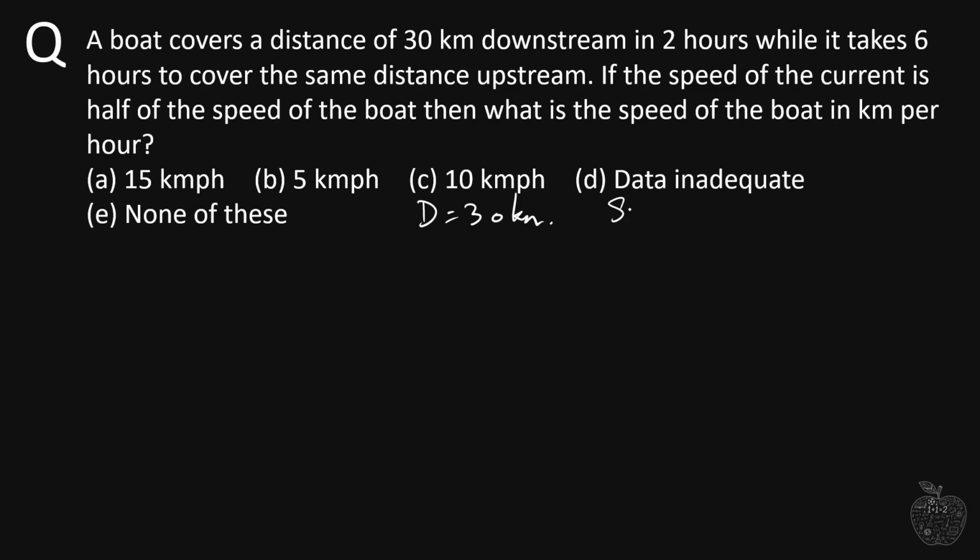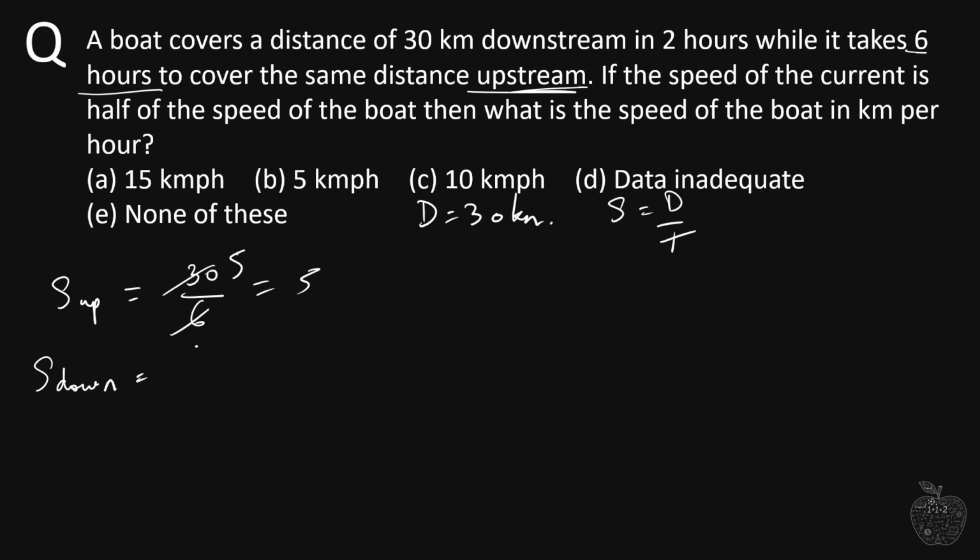Now we also know that speed is equal to distance upon time. Now, speed of the boat when going upstream is what? Distance is 30, and time taken by the boat when going upstream is 6 hours, right? So divided by 6, we get 5. Now speed when going downstream is distance upon time, so distance is 30 divided by 2 hours when going downstream, 2 15s are 30, so we get 15.